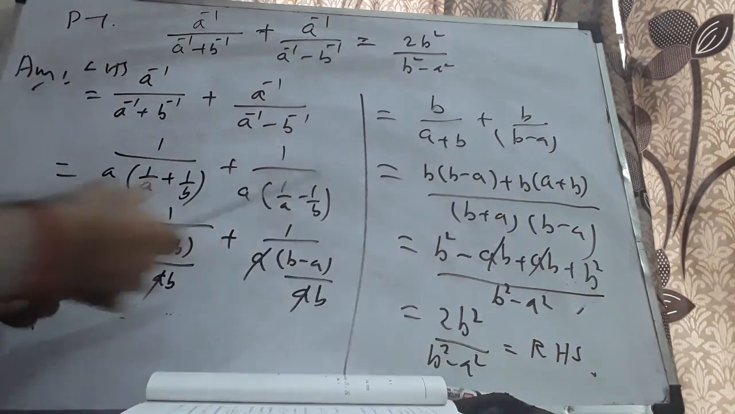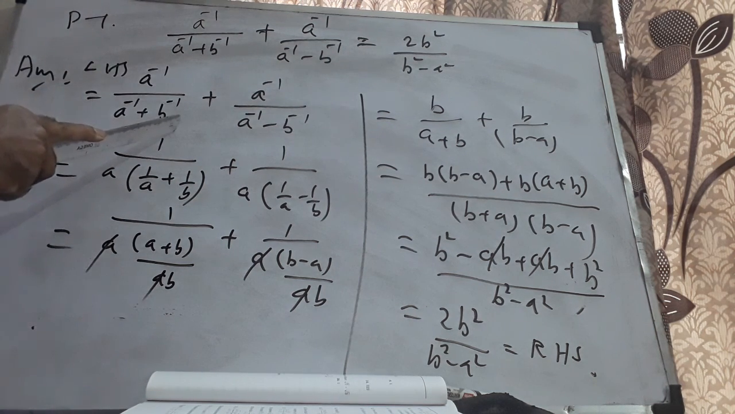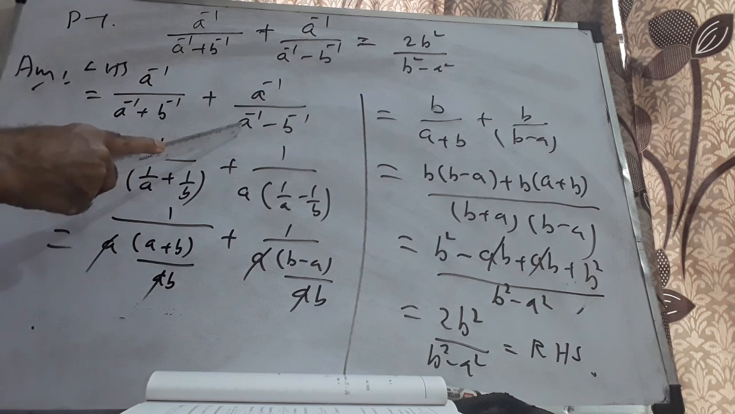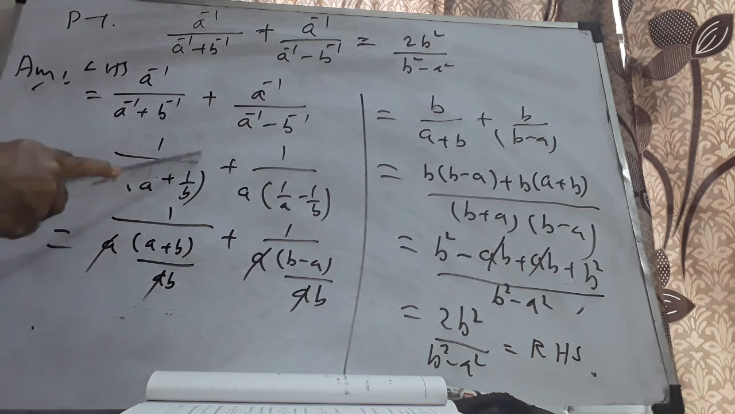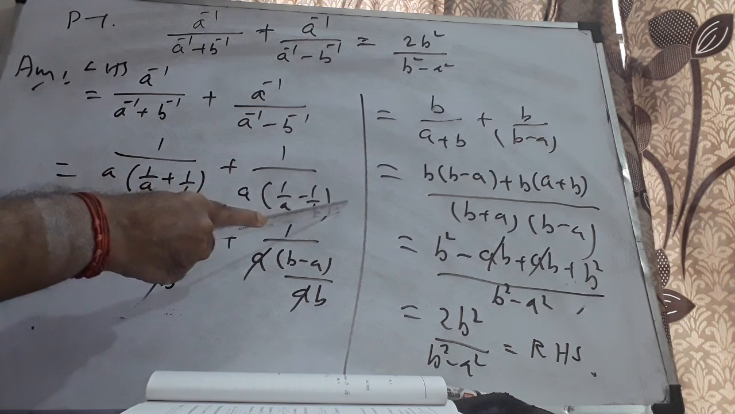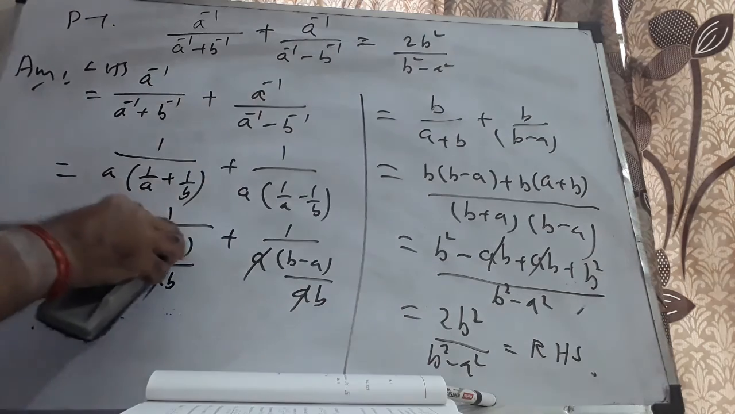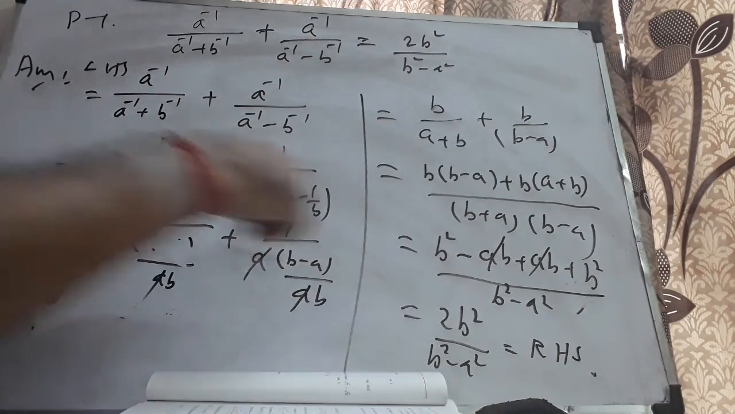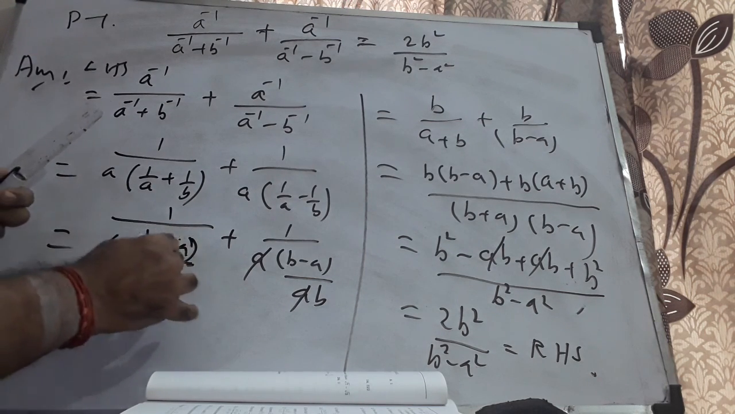Let me explain once again. Left hand side: a^-1 by (a^-1 + b^-1) plus a^-1 by (a^-1 - b^-1). 1 upon, bring this a down, 1 divided by a into (1 by a + 1 by b), plus 1 divided by a into denominator (1 by a - 1 by b). 1 divided by a into (a + b) by ab, or (b + a) by ab. If you feel you will get confused, you write it as b plus a, doesn't matter. Anyway it's correct, since it is only addition, it doesn't get affected.